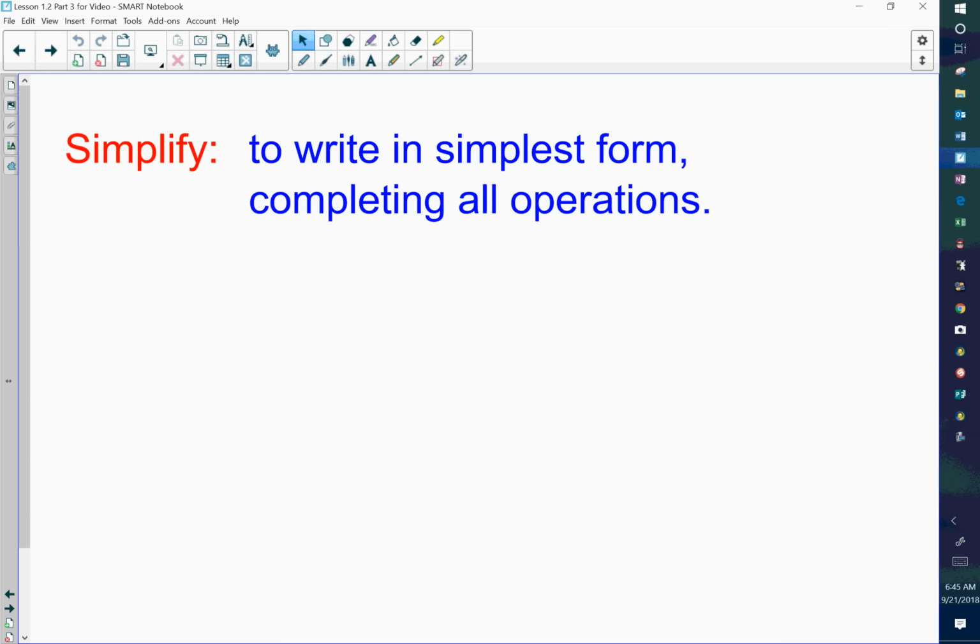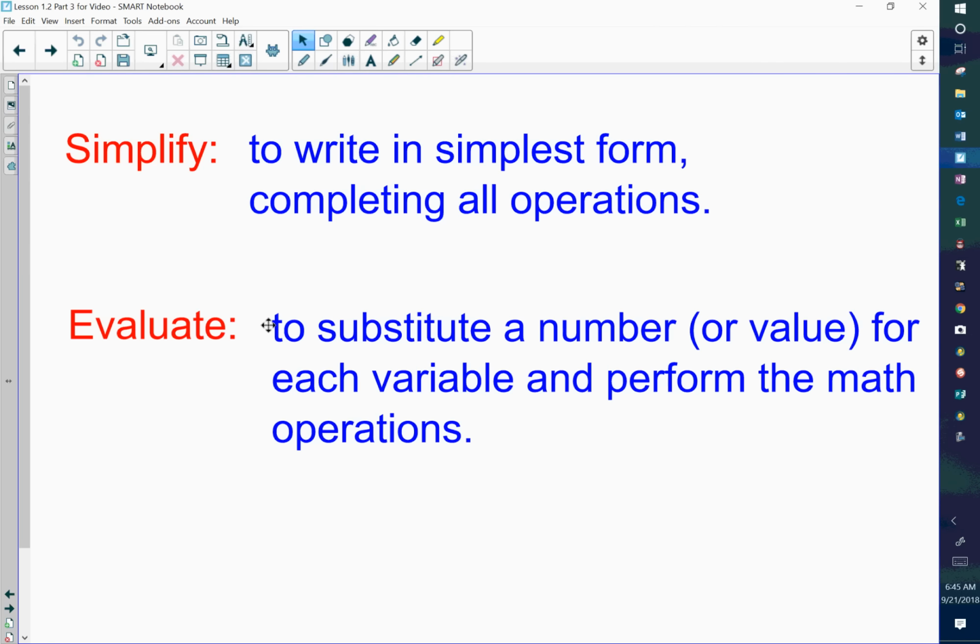A few days ago, we wrote a definition for simplify, and that was just to write it in simplest form by completing all the operations. Today we're going to look at another math term called evaluate. To evaluate just means that you substitute a number or a value in place of a variable, and then you perform the math operation. You evaluate by substituting the value. Copy that definition and then hit the pause button and resume when you're ready.